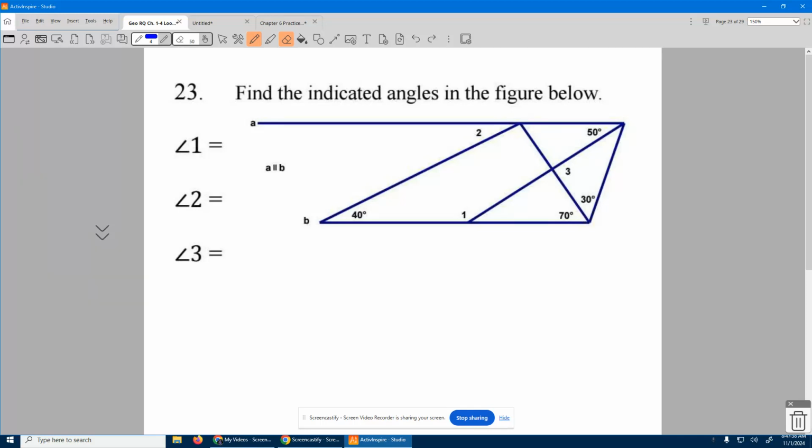23. Find the indicated angles in the figure below. We see that A is parallel to B, so I'm going to fill in around. I'm going to use parallel lines with Z-meisters. I'm going to look for triangles.